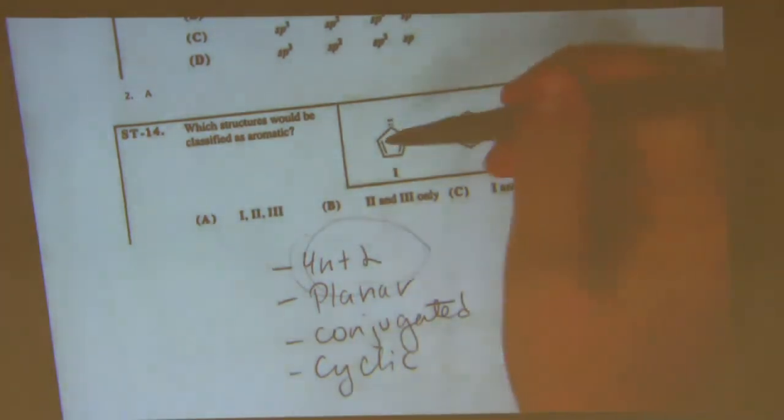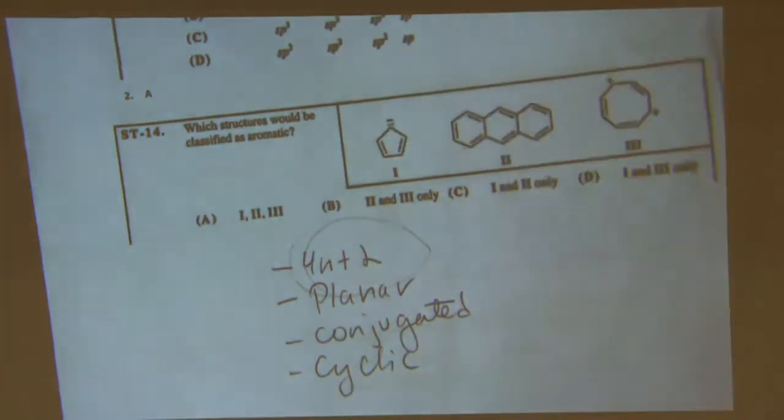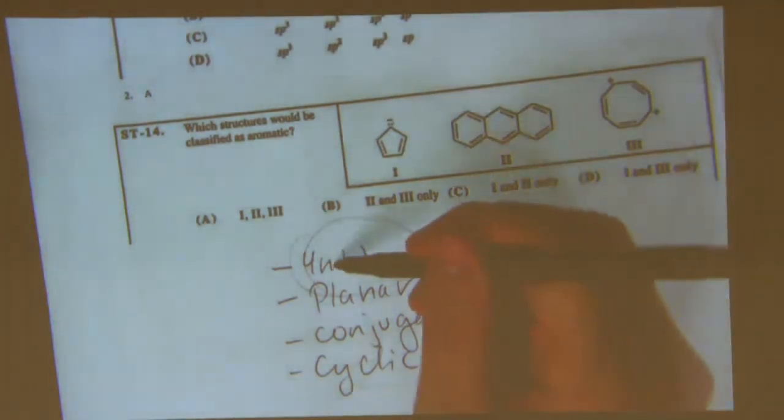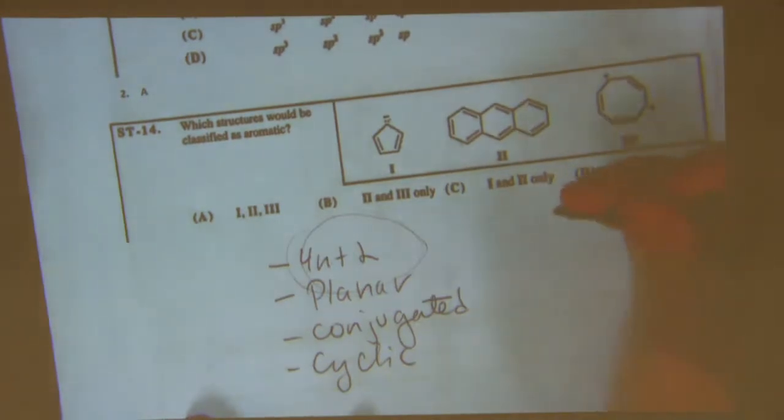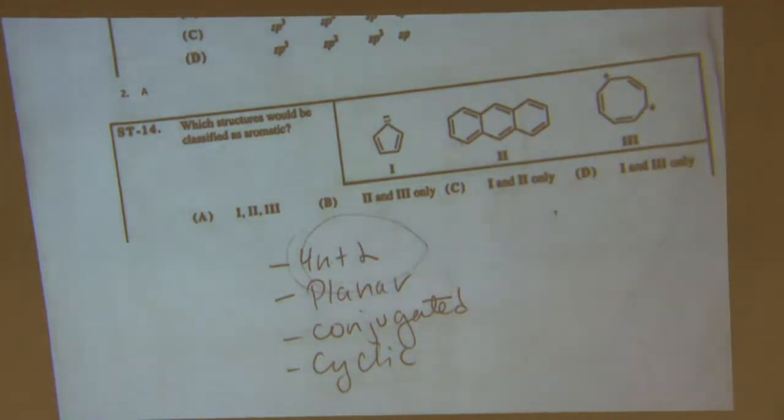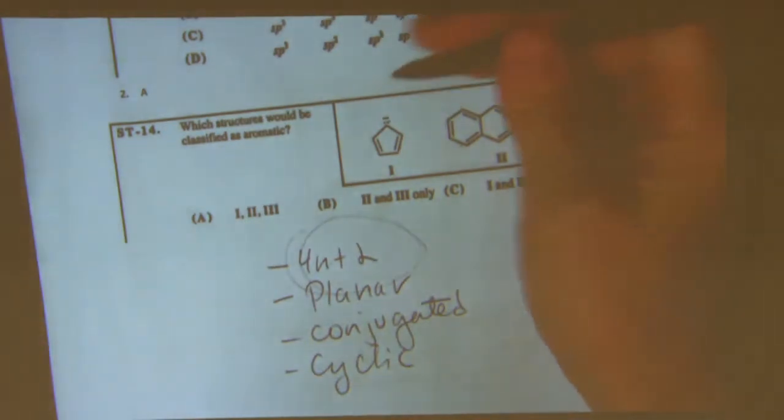6, right? 1, 2, 3, 4, 5, 6. So if you put n equals 1 in 4n plus 2, you would get 6. Or if you solve 4n plus 2 equals 6, you would get n equals 1. So as long as n is an integer, or you can make n 0, then that number works. So that is aromatic. So number 1 works.